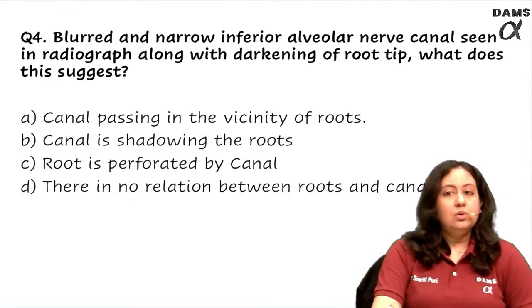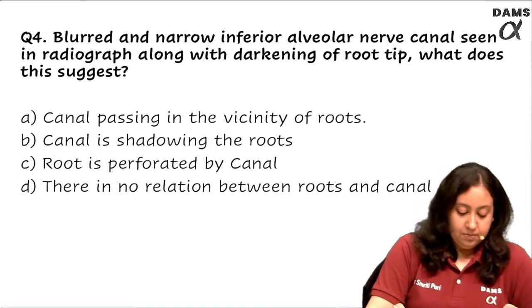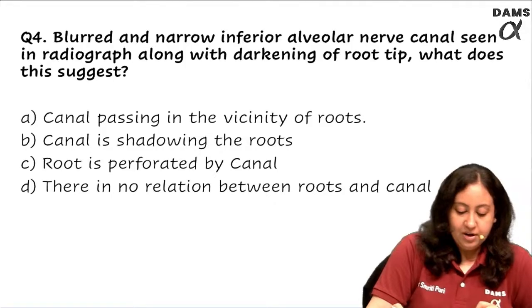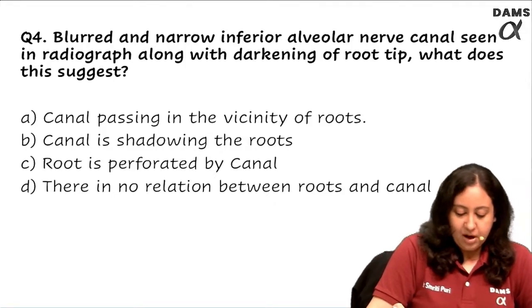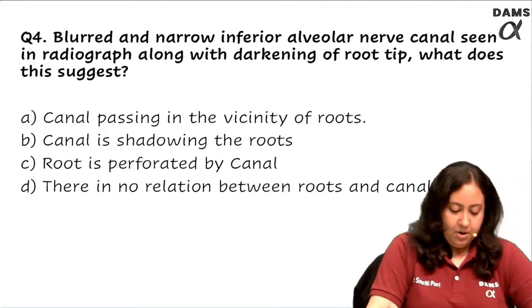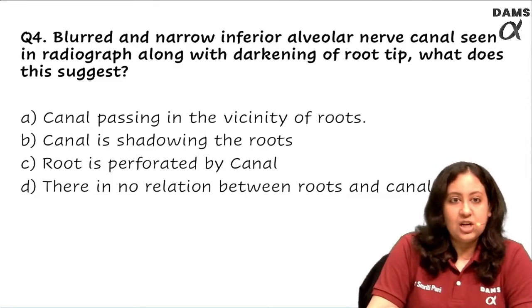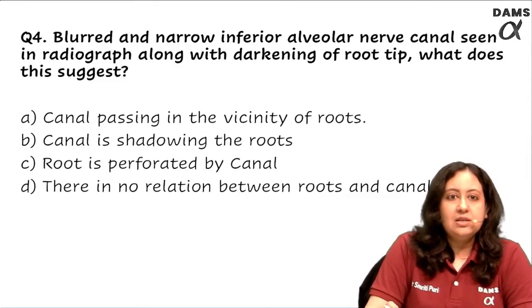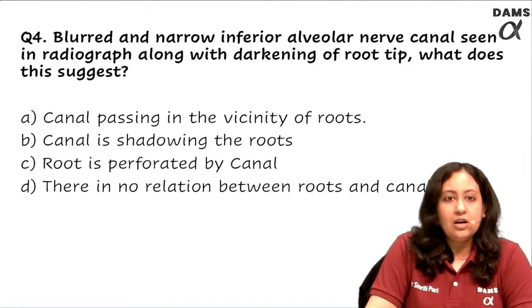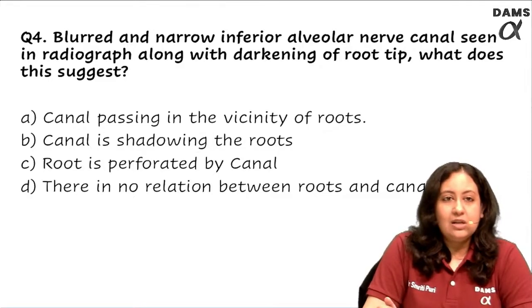Now coming on to our next question. Blurred and narrow inferior alveolar nerve canal seen in radiograph along with darkening of root tip. What does this suggest? A. Canal passing in the vicinity of roots. B. Canal is shadowing the roots. C. Root is perforated by the canal. D. There is no relation between roots and canal. So any one of you would like to answer this question?